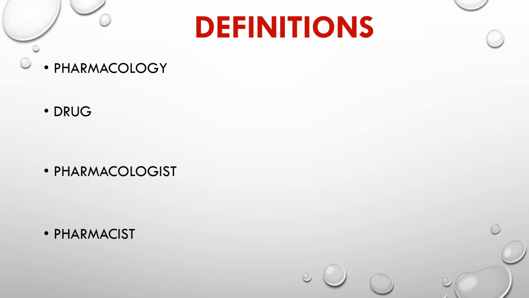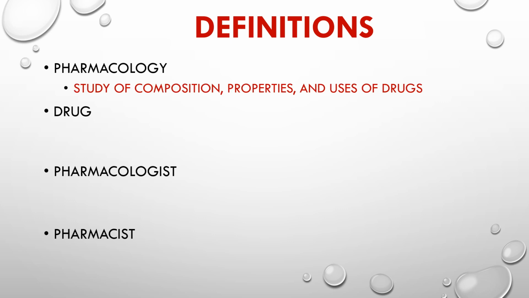All right, so first of all, just some definitions that we'll go through. So first of all, just what is pharmacology? And all the ologies mean study of, and pharm means drugs. So it's the study of drugs, but not just drugs in general, but what they're made up of, what their properties are, and what they're used for.